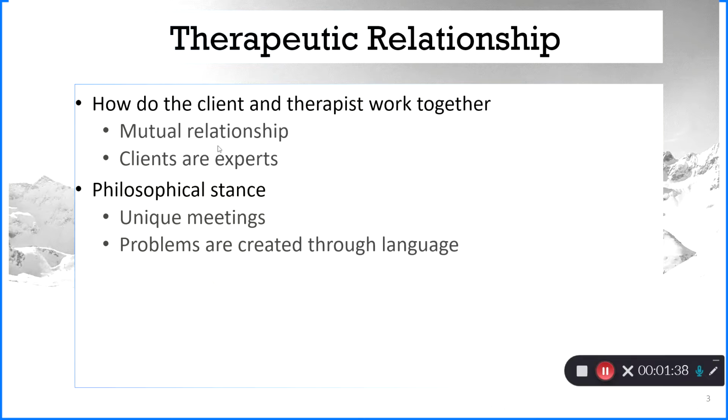The philosophical stance the therapist takes is that each meeting with each client is different because each client is different. The therapists also believe that the client's problems are created through language. They also believe that these problems can be solved through language.